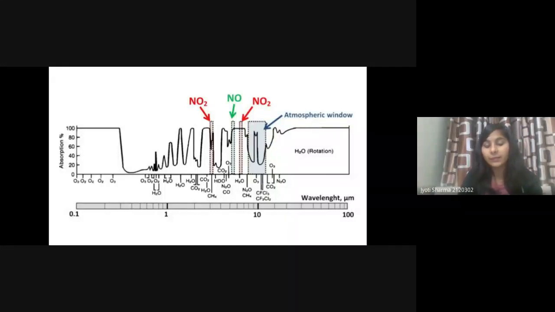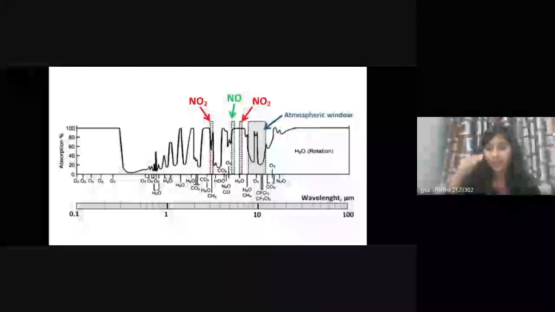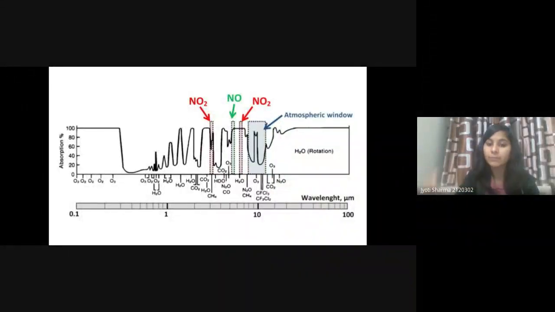Okay, and this is the absorption percentage, how much absorption we have for the different gases, and this is the property by which we classify our greenhouse gases. What are greenhouse gases doing? They are absorbing our outgoing radiation. Okay, so they have some absorption peak. If they have an absorption peak, then they will warm the surface of our earth.